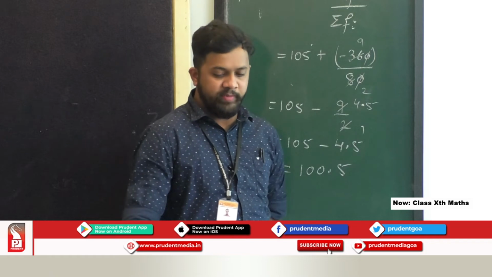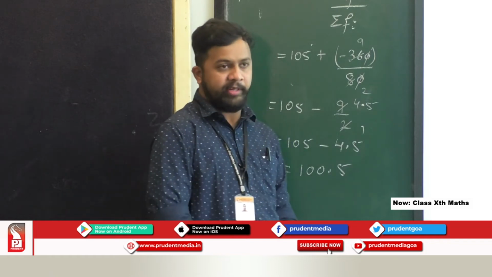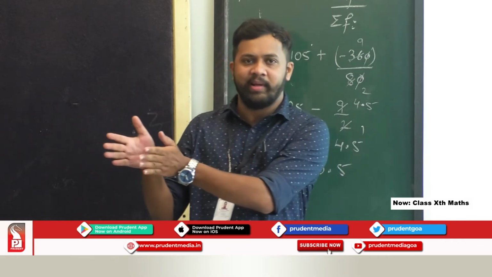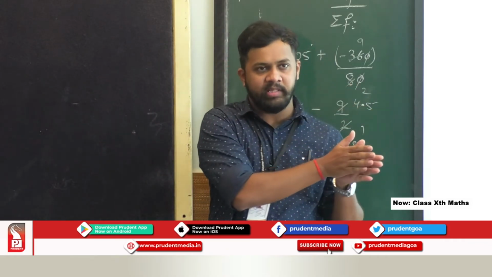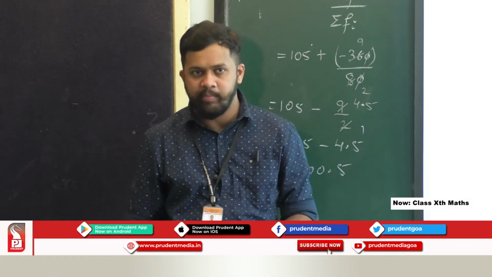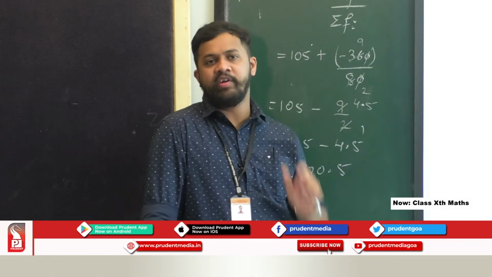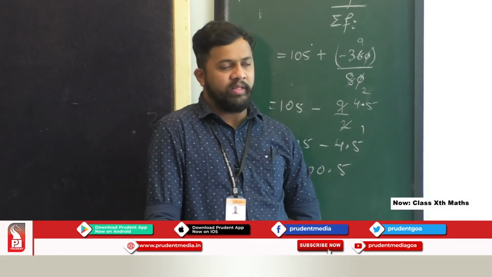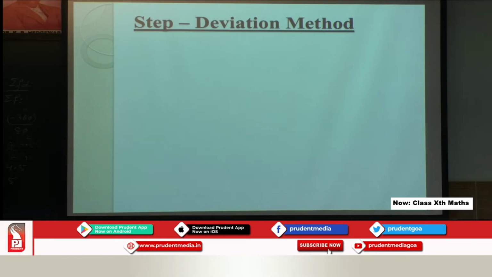The third method which we are learning is the step deviation method. So we are moving from one method to another. We started with the direct method, we moved to the assume mean method, now we are moving to the step deviation method. Now in the step deviation method, some points should be clear. First of all, when you see the formula, you will see something else is coming, one letter is coming now.